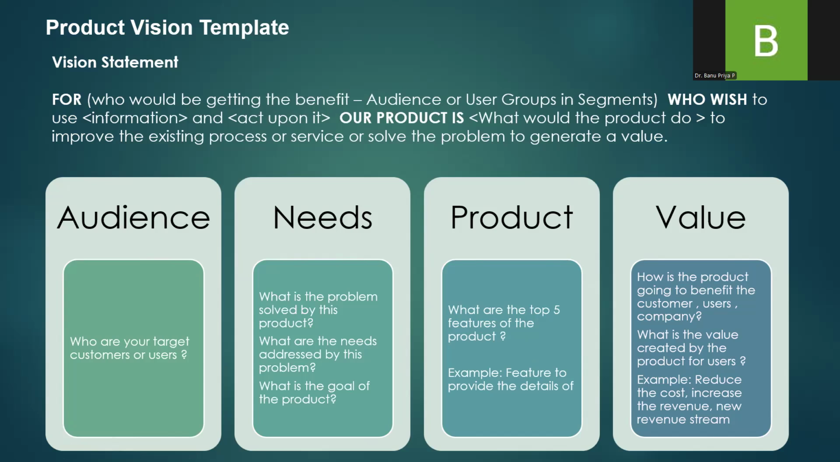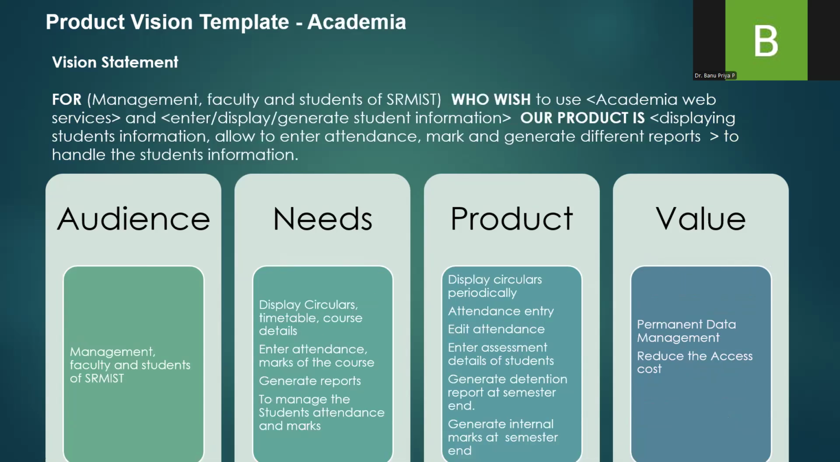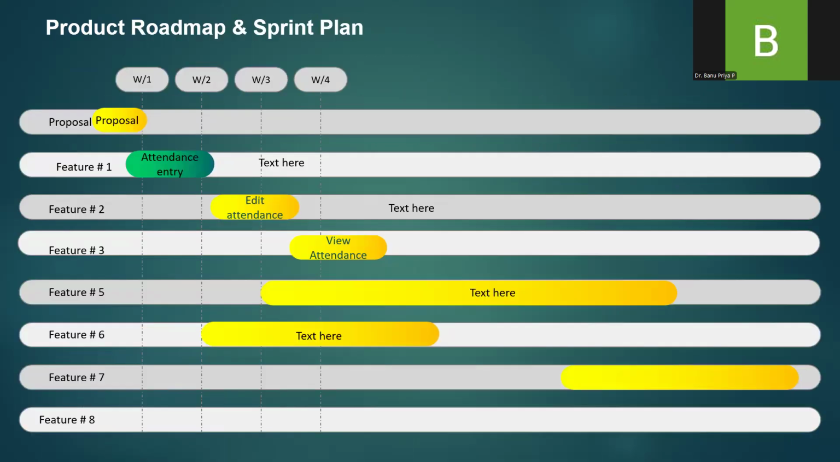We should start a sprint with a product backlog. So before getting into a product backlog, a proper vision statement should be written. A vision statement should cover all these four things. And you should have a product map also. This is a product roadmap, a sprint plan. If you see here, there can be several features, right? And there can be several weeks. Within this timeline, I should be achieving this feature. This is a product roadmap.